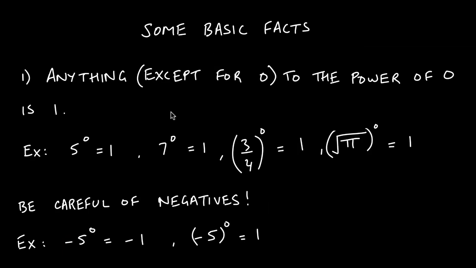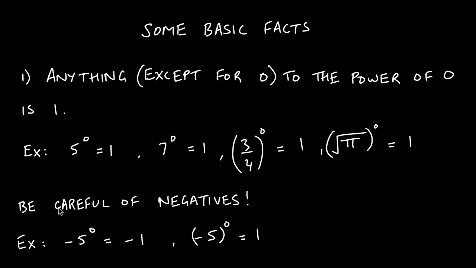A couple of basic facts that we should remember going forward. The first one is anything except for 0 to the power of 0. Anything raised to the power of 0, except for 0 itself, is 1. An example of that is 5 raised to the 0th power is 1, 7 to the 0 is 1, 3/4 to the 0 is 1, square root of pi raised to the 0th power is 1. So anything except for 0 raised to the 0th power is going to be 1.